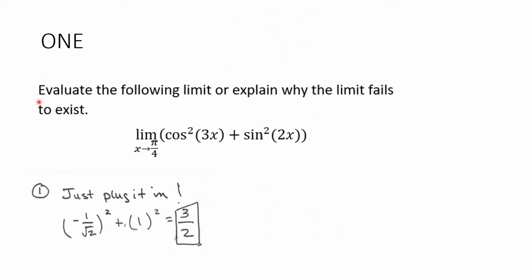Problem number 1 asks you to evaluate the following limit or explain why the limit fails to exist. It was the limit as x tends to pi over 4 of cosine squared of 3x plus sine squared of 2x. Well, this is just plug it in. When you plug in pi over 4 here, you get the cosine squared of 3 pi over 4, which is minus 1/2 whole squared. And when you plug in pi over 4 here, you get sine squared of pi over 2, which is 1 squared. You add them together, and you get 3/2.